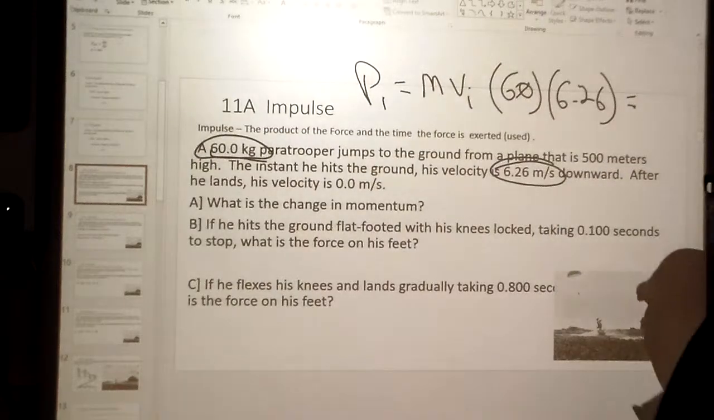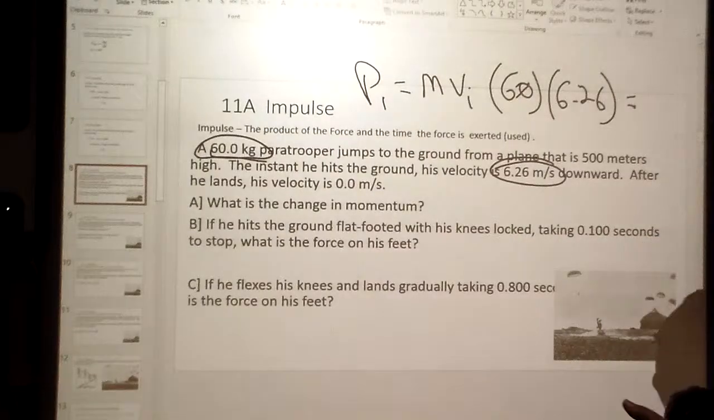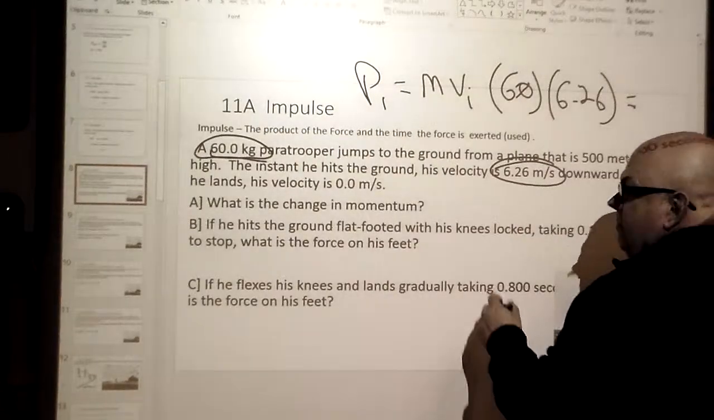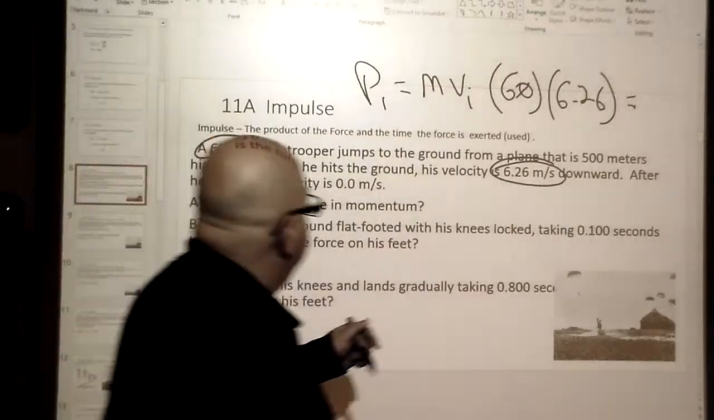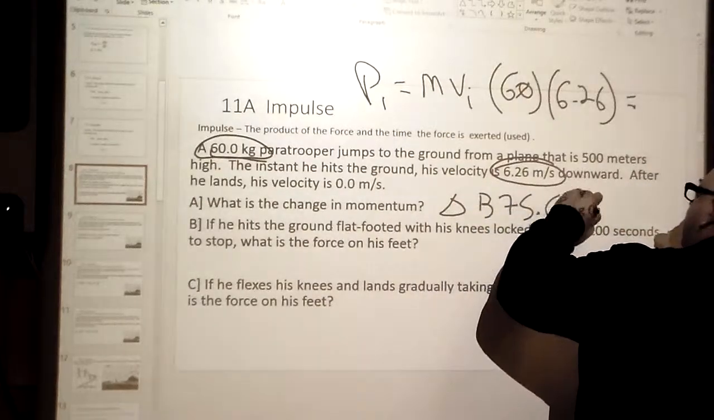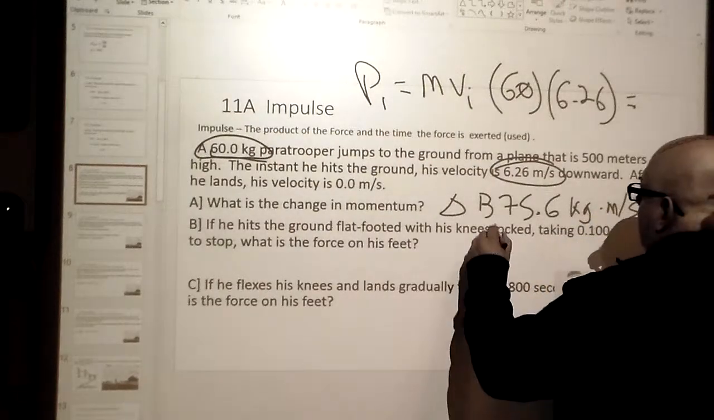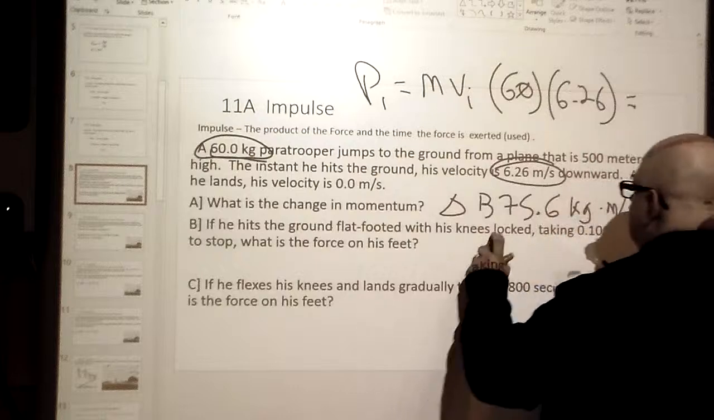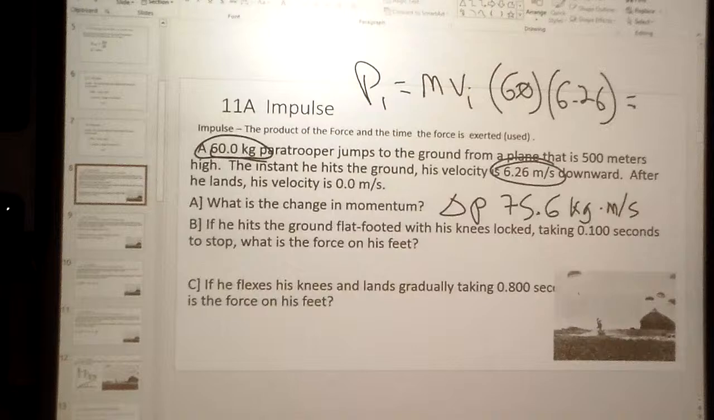Now, here's the thing. Since the final momentum is 0, the change in momentum is whatever 60 times 6.26 is going to be. So 60 times 6.26 equals 375.6 kilograms times meters per second. There we go. That's our change in momentum.